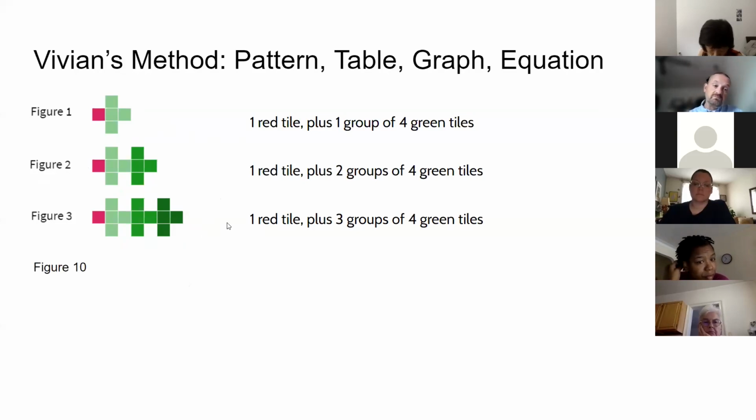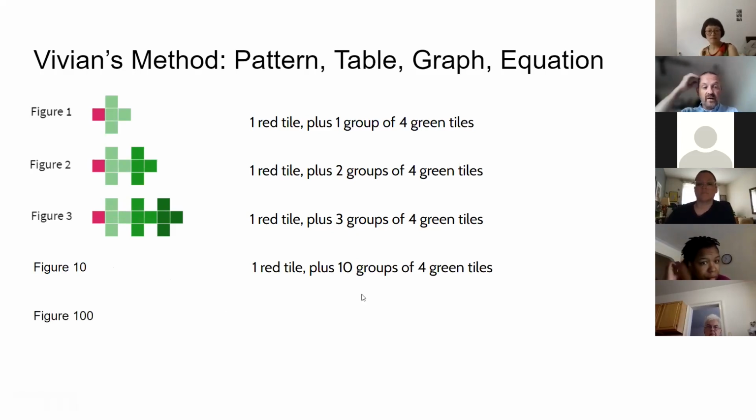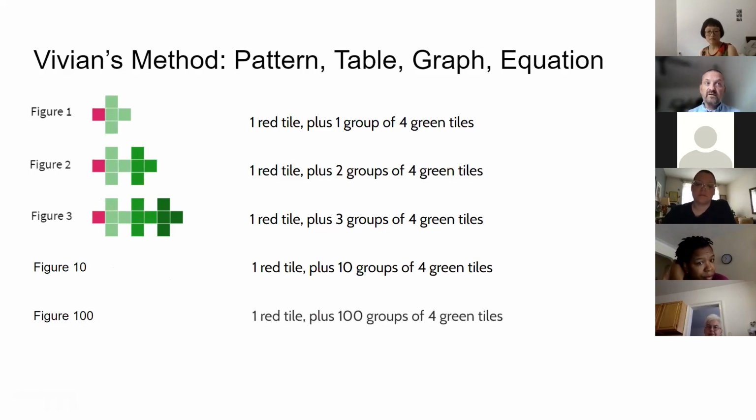So what about figure 10? We don't want to draw it. We could, and it'll be fine, but it'll take us a while, right? So maybe we don't need to draw it because we can say it's going to be one red tile plus 10 groups of 4 green tiles. Right, so we're going to see that same little group of 4, 10 times, plus the one red one on the left side. What about figure 100? I definitely don't want to draw that. One red tile plus 100 groups, right? That's that same 4 tiles. I mean, we're going to have many, many different shades of green or whatever, but it's going to be the same 4, but 100 groups of 4, right?